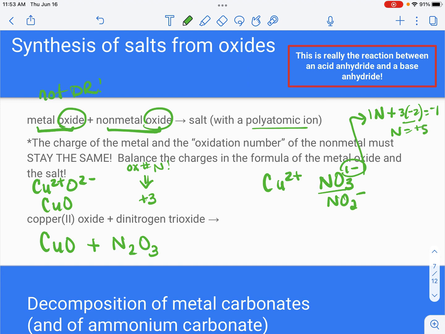So it's not nitrate. If I look at nitrite, this is going to be 1 nitrogen plus 2 times negative 2 for the oxygen has to equal negative 1. And now you can see that the nitrogen would equal positive 3. So this is my choice. So the formula of the compound is going to be Cu2+ and NO2 1-. Means I need 2 nitrates, or nitrites, excuse me. So it's going to look like that.